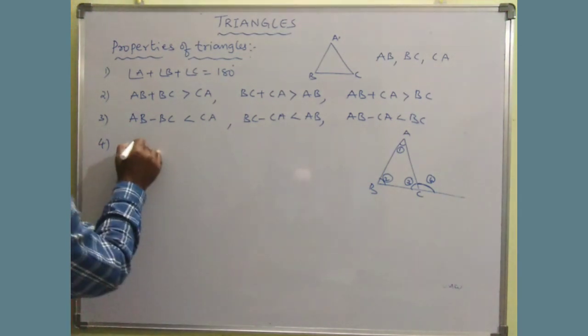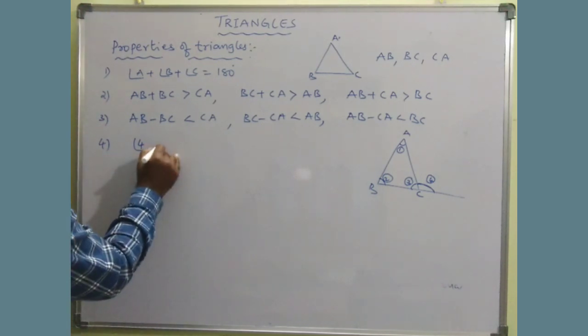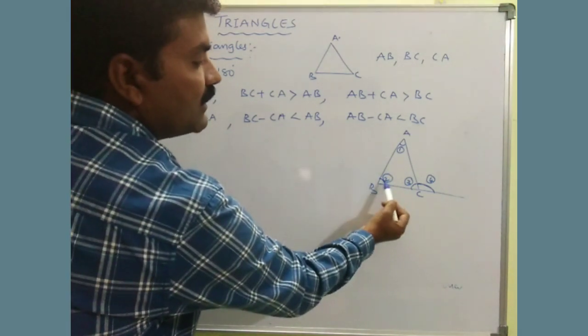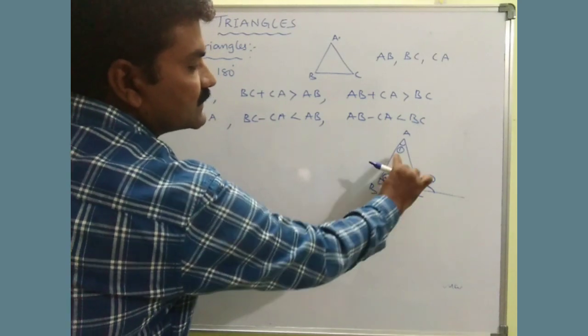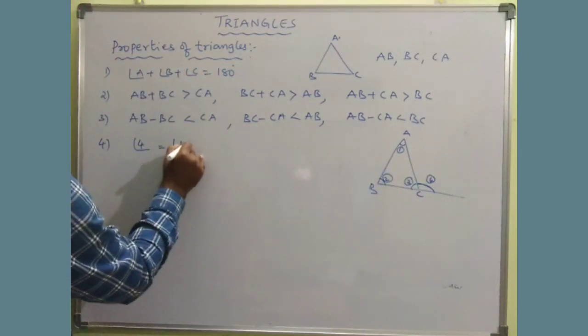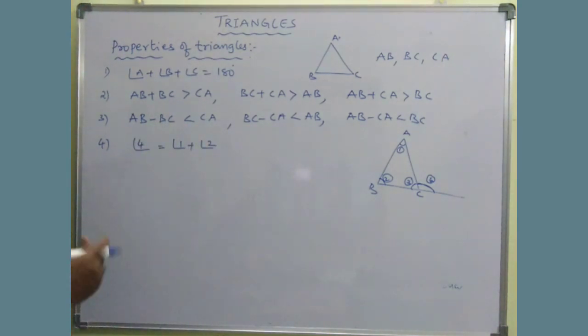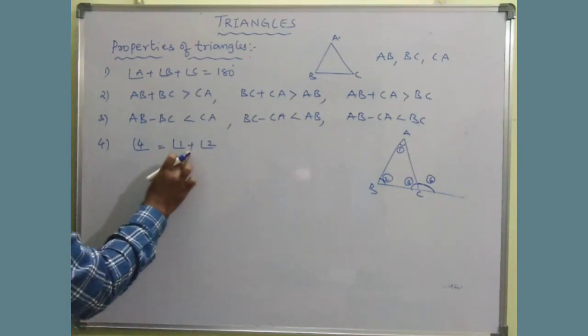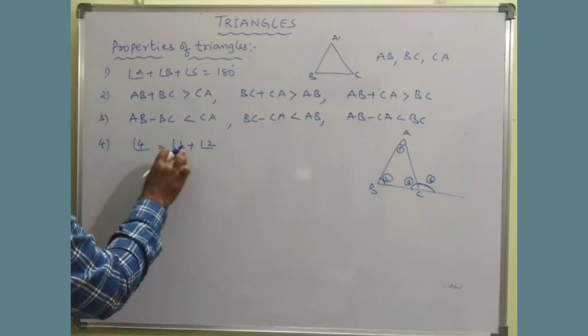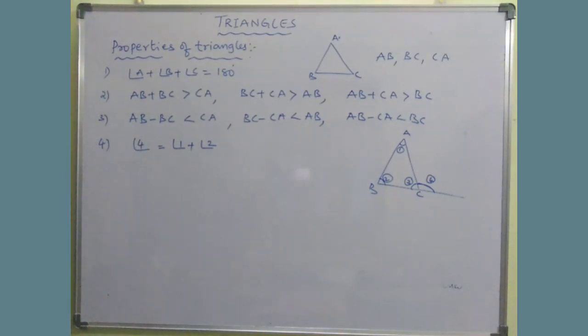I mean here the exterior angle, which is angle 4, is equal to the sum of the non-adjacent angles. 2 and 3 are adjacent angles, so it equals angle 1 plus angle 2. The exterior angle is equal to the sum of the non-adjacent interior angles. And similarly, an exterior angle of a triangle is greater than either of the non-adjacent interior angles.